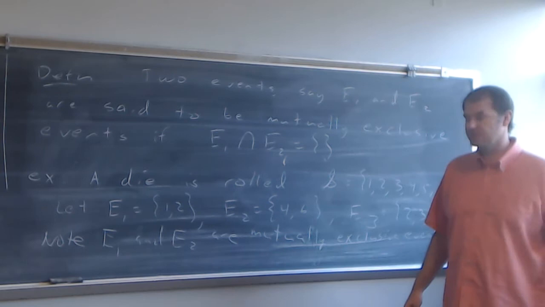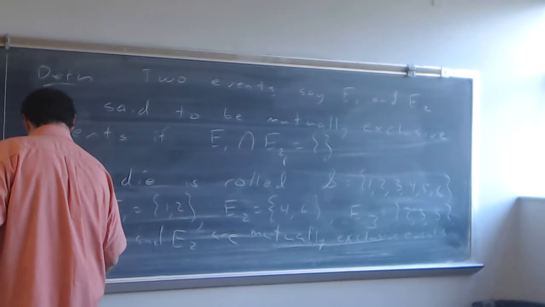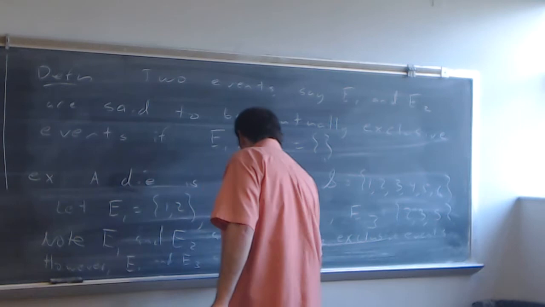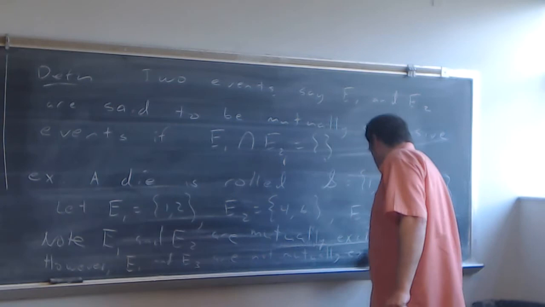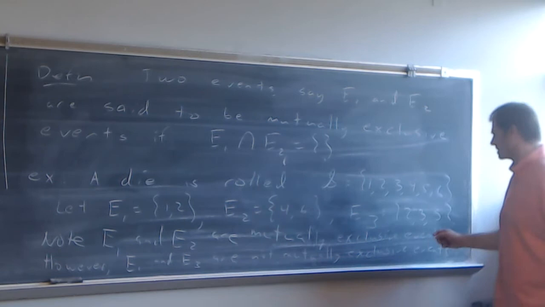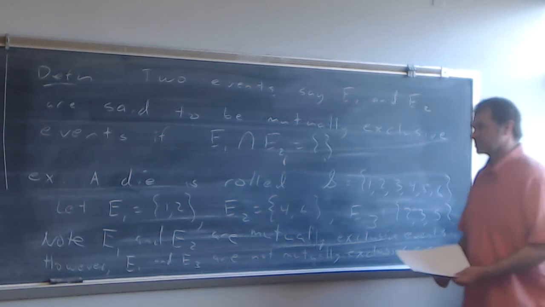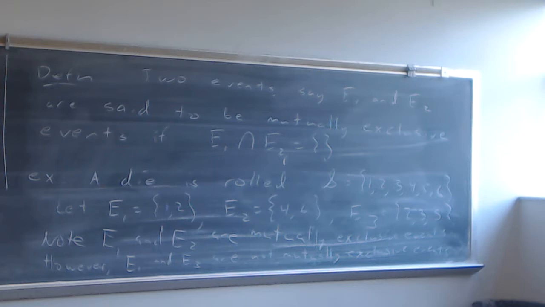However, E1 and E3 are not mutually exclusive events. That's easy to see as well, because if you take the intersection of E1 and E3, they have the outcome of the die roll being a 2 in common, so their intersection is not the empty set. We're now ready to give the definition of probability.